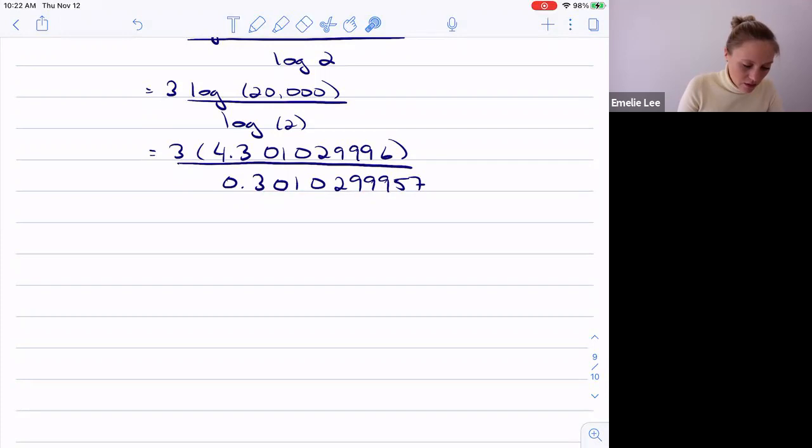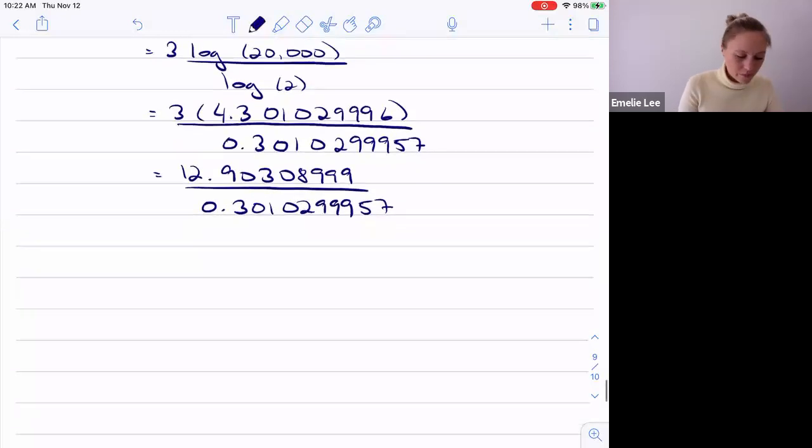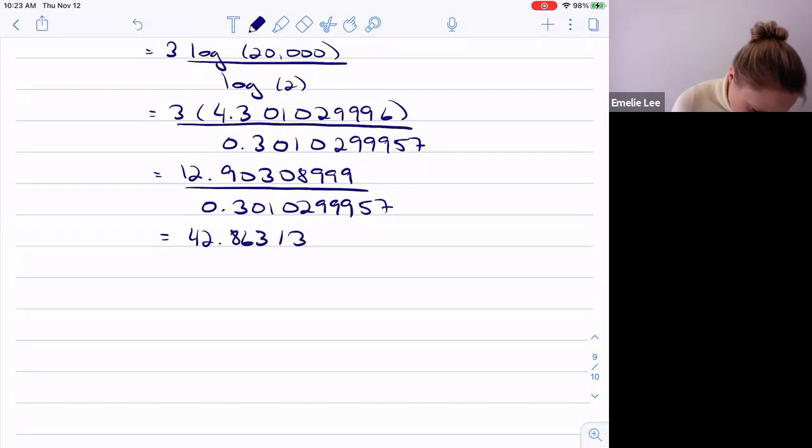So 1, 2, 1, 2, 3 times 3. So I get 12.903089999 divided by roughly 0.3010299957. So divided by log base 10 of 2 to get the closest to the exact value that I can. Of course, because I'm working in decimals, it's approximate, but I get 42.86313714.